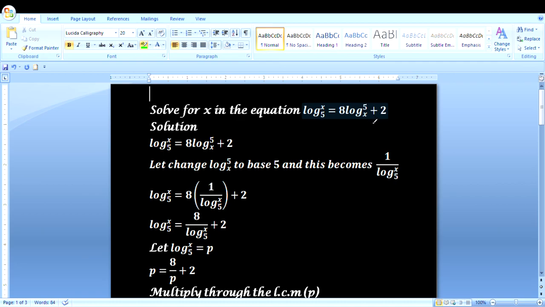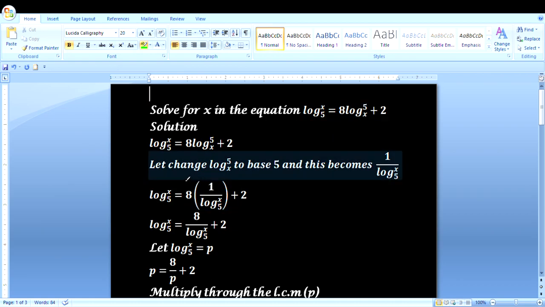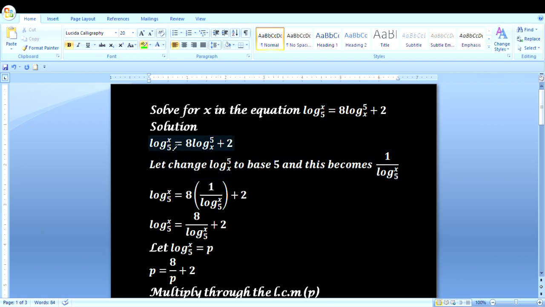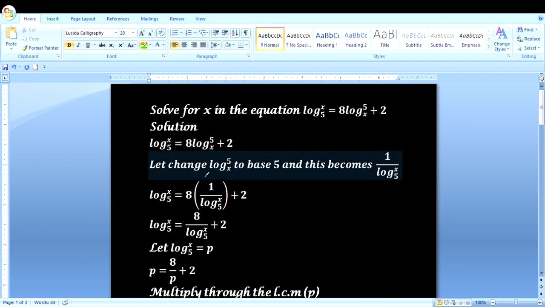So all we need to do is to do some transformation to the log on the right hand side, which is log 5 to base x. So we can definitely change log 5 to base x to another base, say 5, to accommodate the log on the left hand side, which is log x to base 5. And this can conveniently be done by saying 1 divided by. To change this log to base 5, it simply means we can write it as 1 divided by log x to base 5.